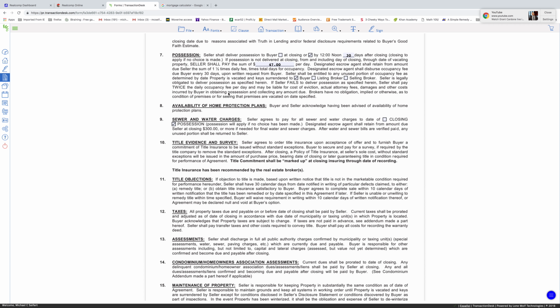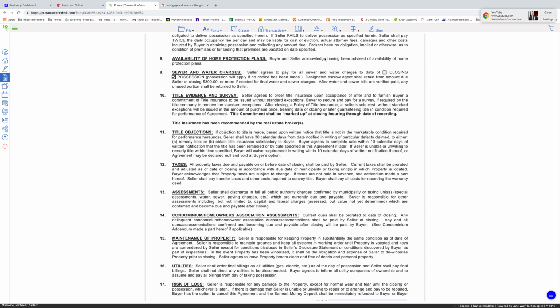So you can read the rest of this under possession and go from there. Availability of home protection plans. We have a couple of home warranty companies. America's Preferred, and then there's another one I forgot that we use. So I'll just find out the best one that works.